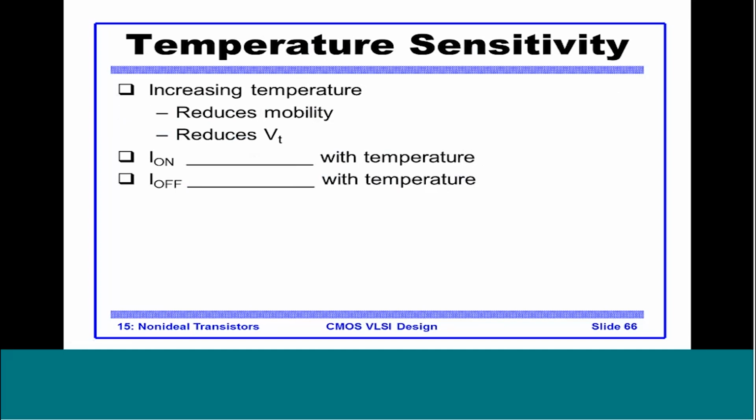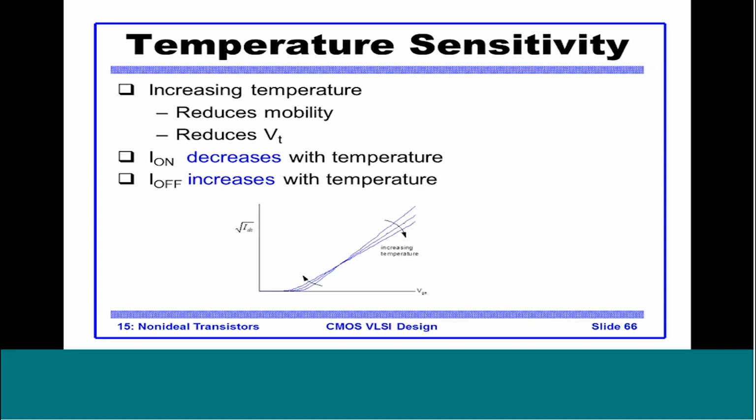Now let's see a small note about the temperature sensitivity of these devices. Whenever temperature increases, it reduces the mobility of electrons and holes. It reduces VT. So let's try to fill in the gaps here. What happens to Ion with temperature? Increasing temperature reduces mobility and reduces VT. Reduced mobility means a lower Ion. So Ion will decrease with temperature.